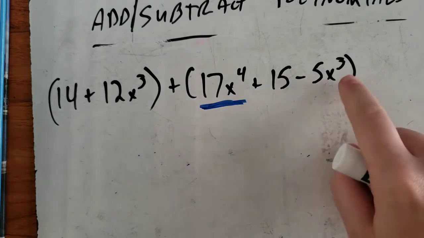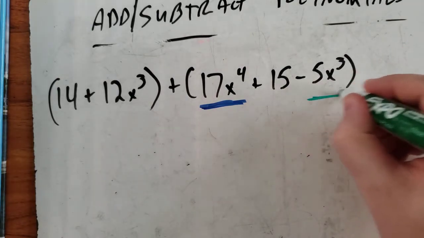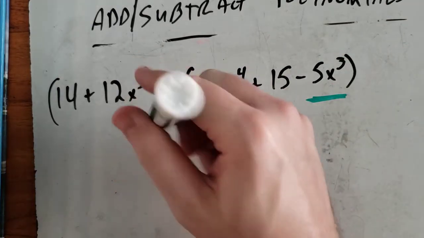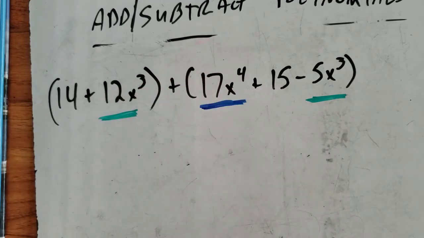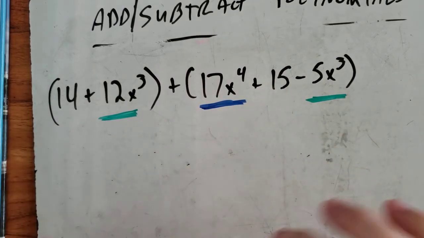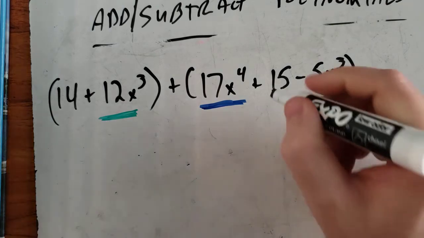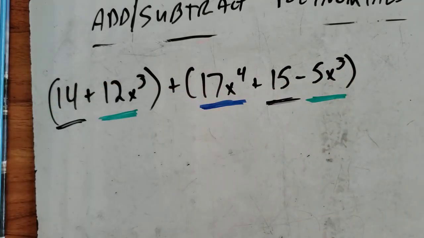Our next highest one is a 3. So we have a 3 here. We also have a 3 here. Now, what's left? We have two numbers. We have 15 and a 14. There's no letters involved, so that means they both can be grouped together. So, highest exponent is 4.